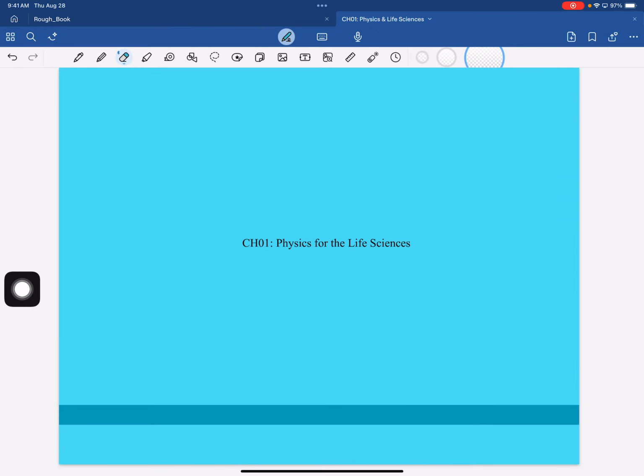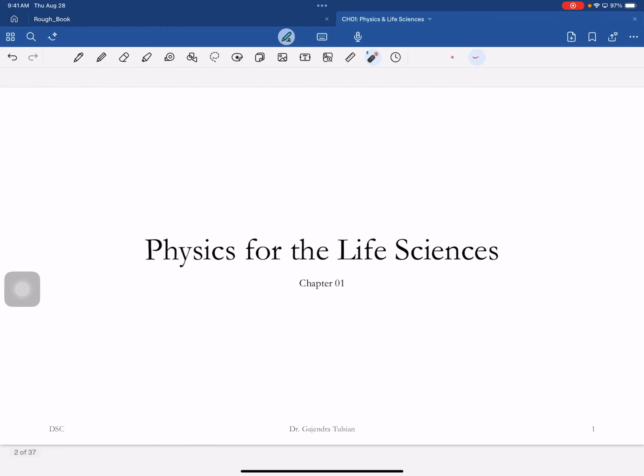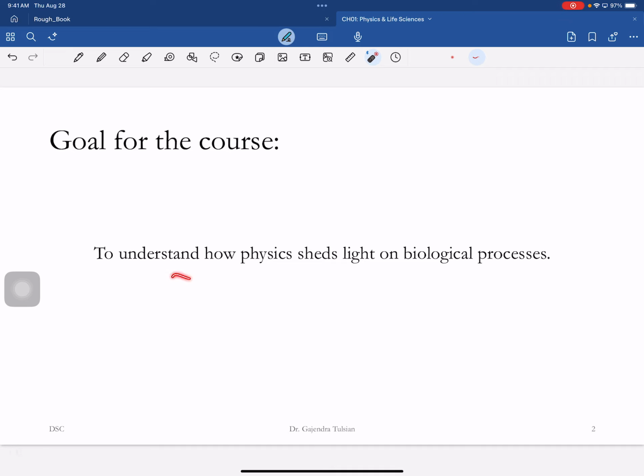All right, so we are going to apply the laws of physics to the life sciences. Okay? So to understand how physics sheds light on biological processes. Okay? So for instance, here's a simple thing. You guys know the energy conservation principle?